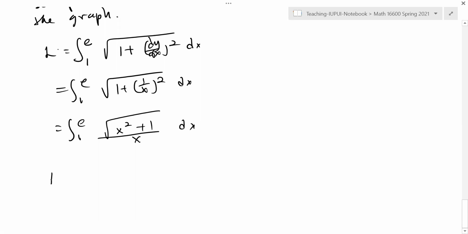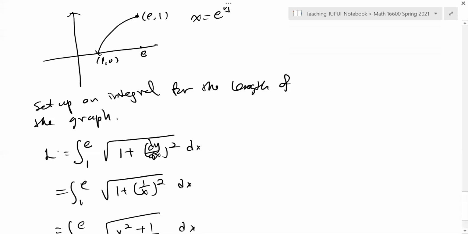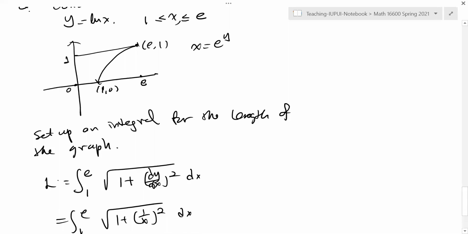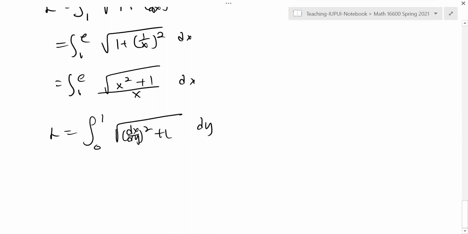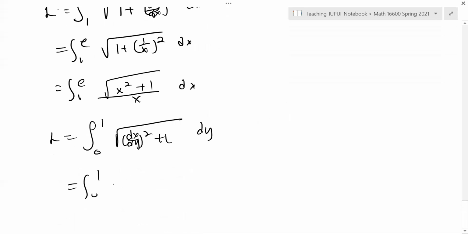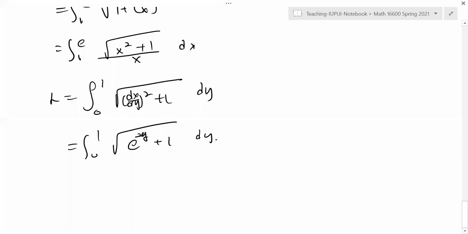Or this can be viewed as a graph of x equals e to the y. Then here it's dx dy, and y is from what? From 0 to 1. Look at the graph, right? y is from 0 to 1. Here's a 0, here's a 1. All right, so now x is e to the y, so it's the integral of the square root of e to the 2y plus 1 dy. I'm not sure we can evaluate this integral.